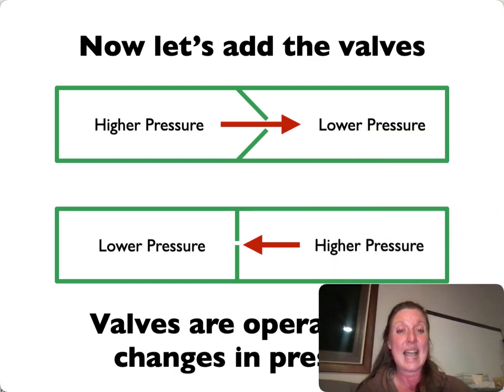Okay, so let's add the valves. Valves are operated by changes in pressure, and they only open in one direction. So if we have a valve between chamber 1 and chamber 2, if the pressure in this chamber is higher than this one, the valve opens and we get flow from high pressure to low pressure. But if the pressure is higher in this chamber than in this one, then the valve closes and prevents the flow from high pressure to low pressure.